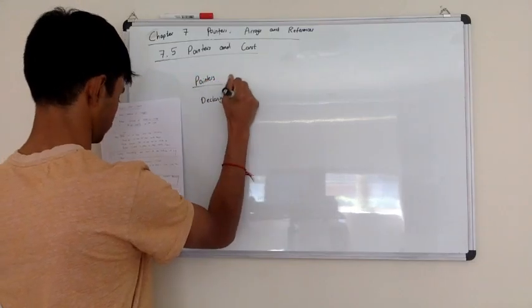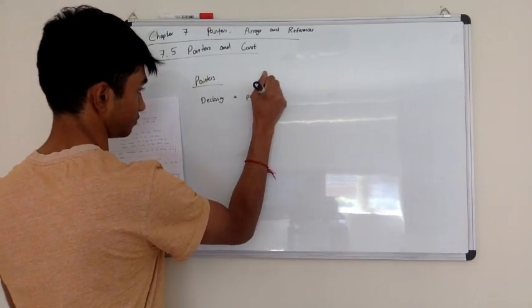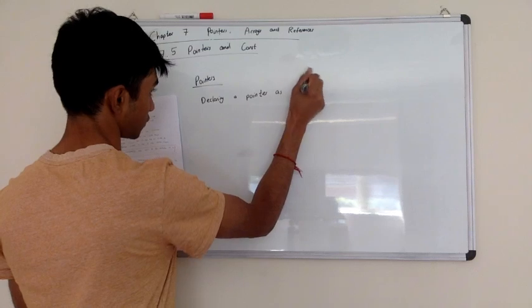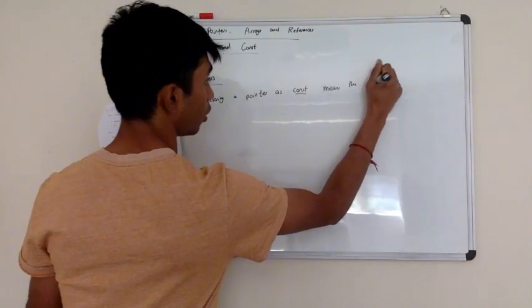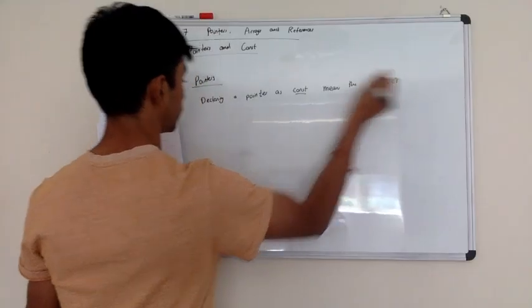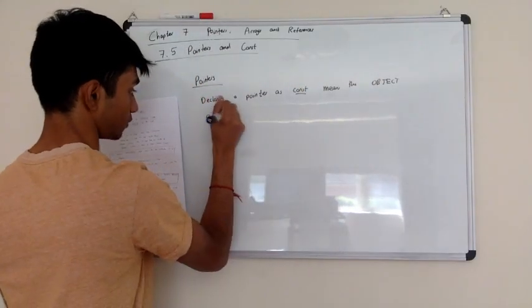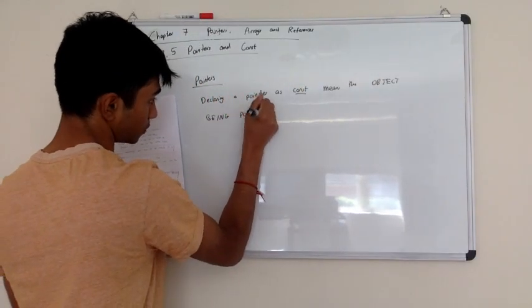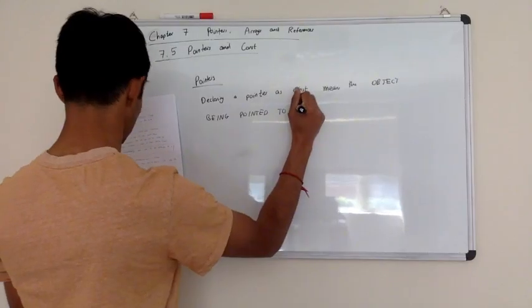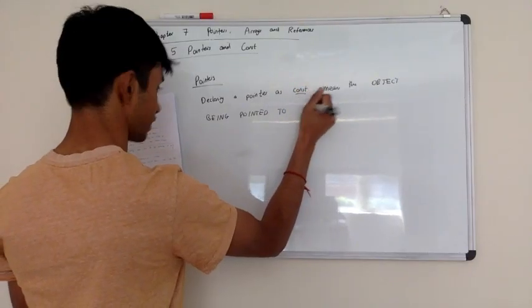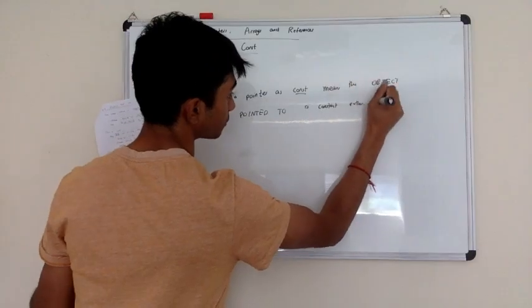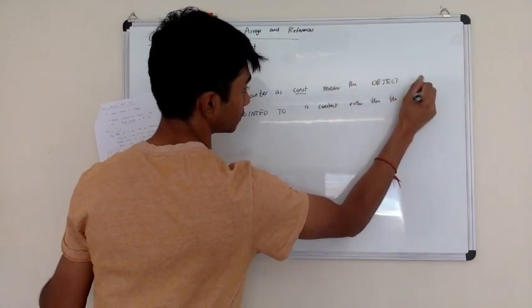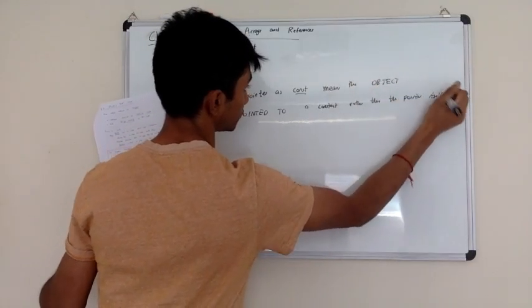Declaring a pointer as const means the object being pointed to is constant or immutable, rather than the pointer itself.